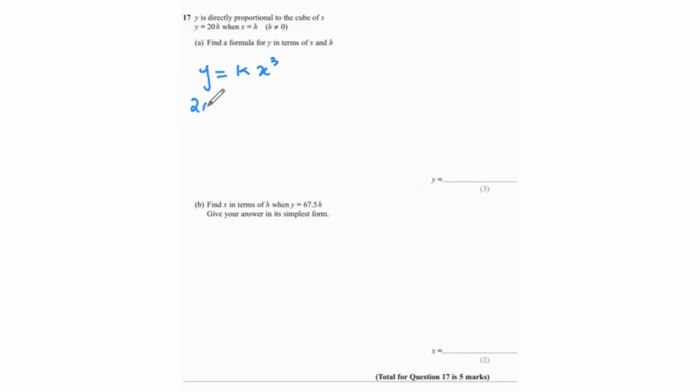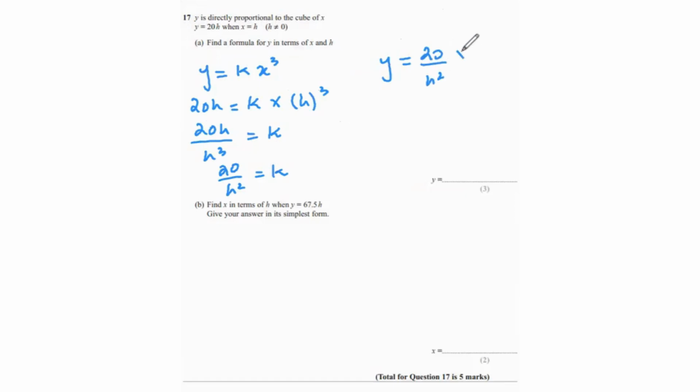y is 20h when x is h. So h cubed. So 20h divided by h cubed equals k. That's 20 over h squared. So y would be 20 over h squared times x cubed. That is your formula for y in terms of x and h.